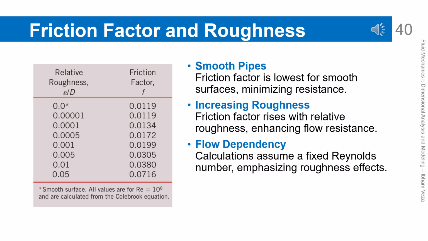Now, let us look at increasing roughness. As the pipe surface becomes rougher, tiny protrusions or irregularities on the wall disturb the flow near the boundary. These surface imperfections increase resistance to motion, causing the friction factor to rise. In practical terms, rougher pipes require more energy to maintain the same flow rate because additional pressure losses occur. Another important point is flow dependency. In this discussion, we assume the Reynolds number remains fixed. By keeping Reynolds number constant, we isolate the effect of roughness clearly.